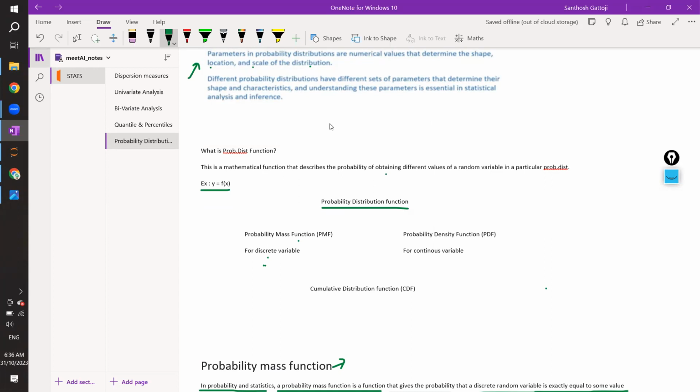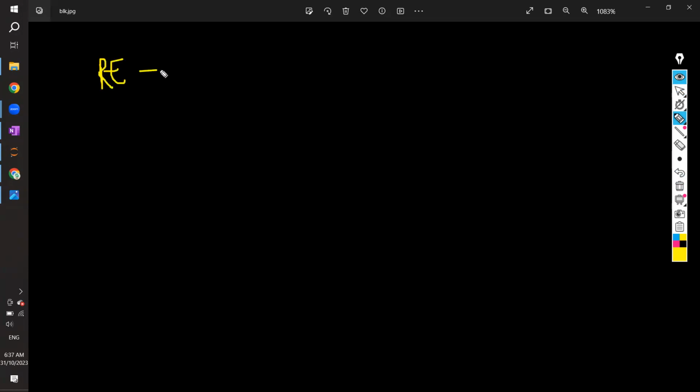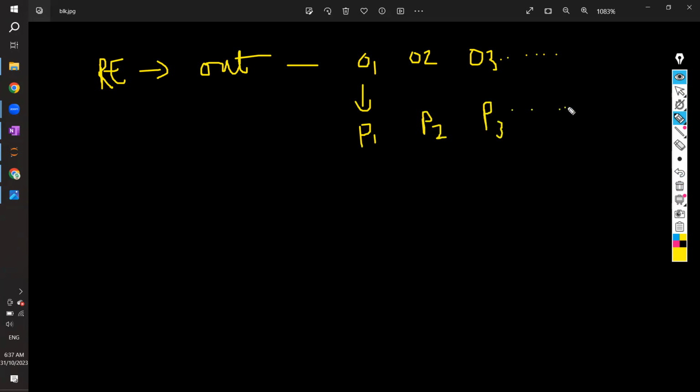What is simply the probability distribution, guys? Just try to understand it again, because this is important. It is very simple. If you have a random experiment, from that you will have some outcomes. Let's say outcome 1, outcome 2, outcome 3, and so on. For each outcome there will be some probability: probability 1, probability 2, probability 3, and so on. Now this is the general idea.